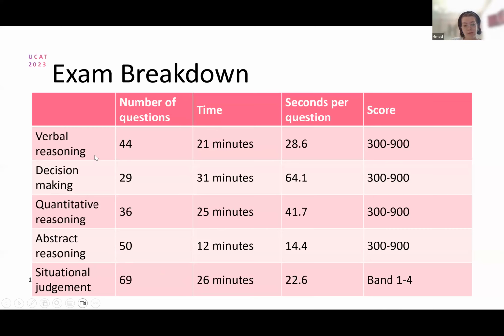So verbal reasoning is where you begin, and you have 44 questions, 21 minutes. Those questions are broken down into different passages, sort of comprehension passages. And you'll be asked multiple questions on each passage. So there's not 44 things you need to read. There's usually about four questions to a passage. And so when you look at seconds per question, for the first question, you might spend a bit more time going through the passage, and then the subsequent questions will go a bit quicker.